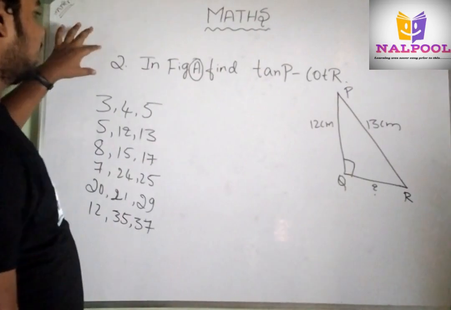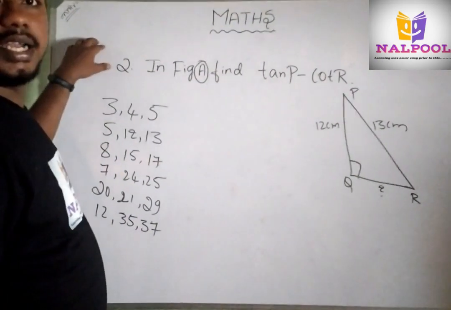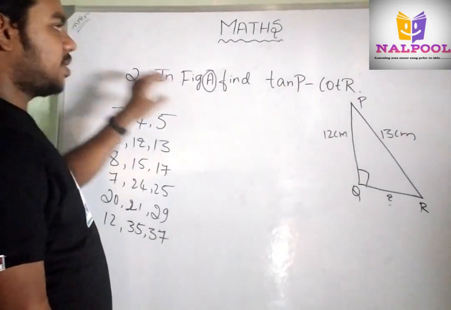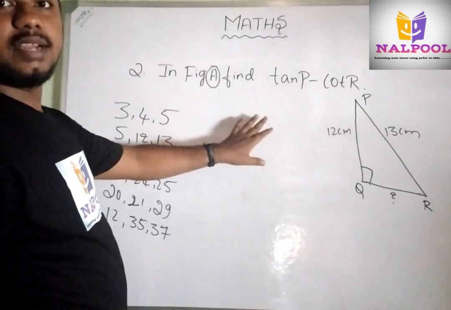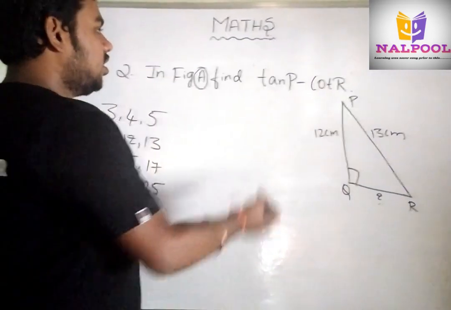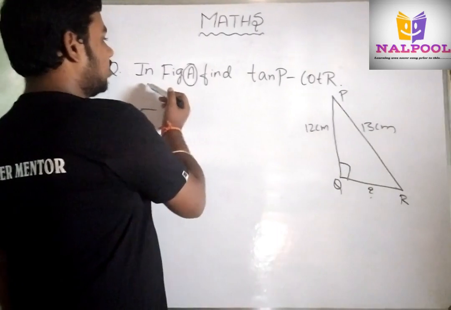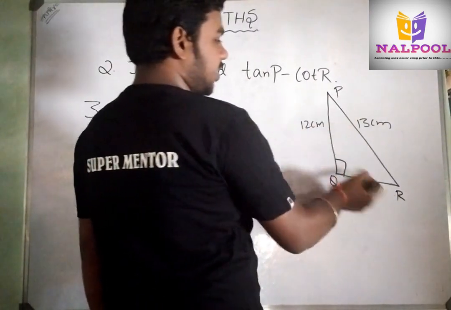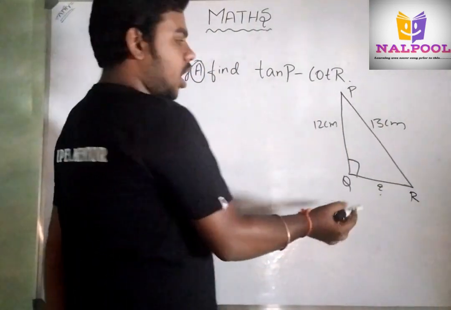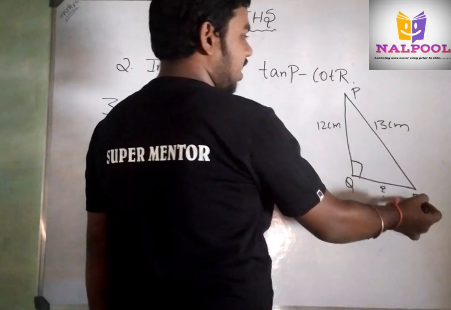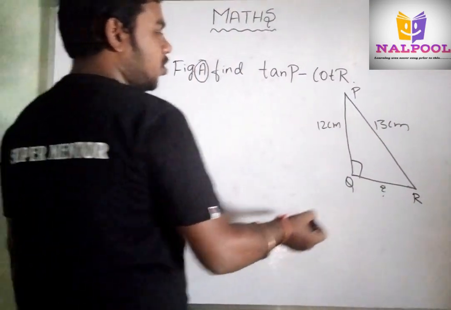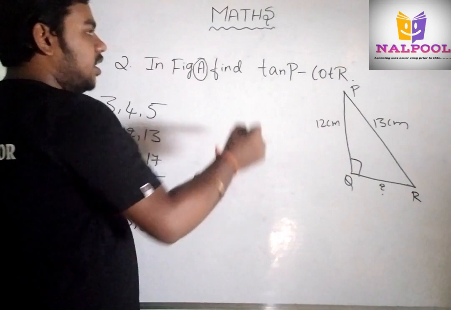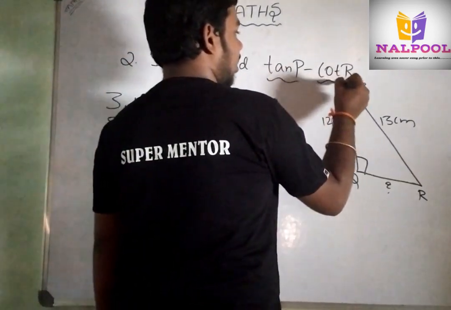Friends, here is another problem regarding trigonometric ratios. I picked this problem directly from the NCERT textbook. Here they have given one figure. This is right angle triangle PQR. Here PQ is 12 cm, PR is 13 cm. We don't know QR. We have to find tan P and cot R.